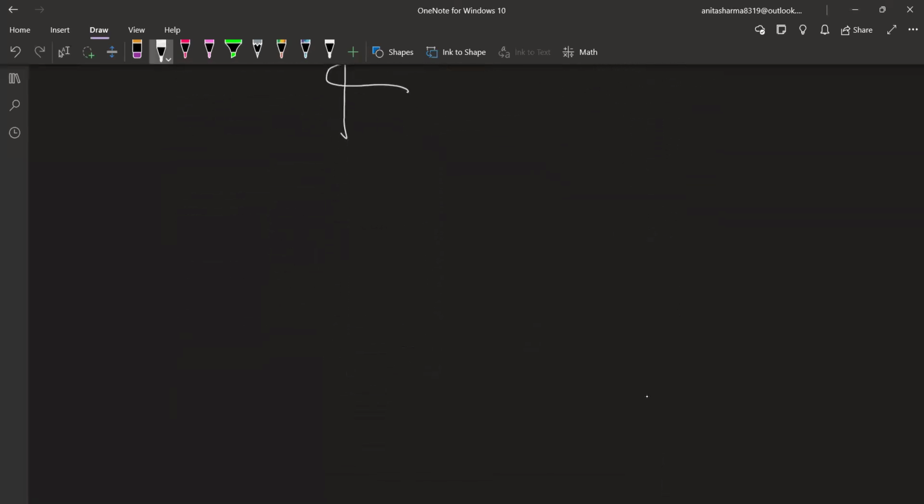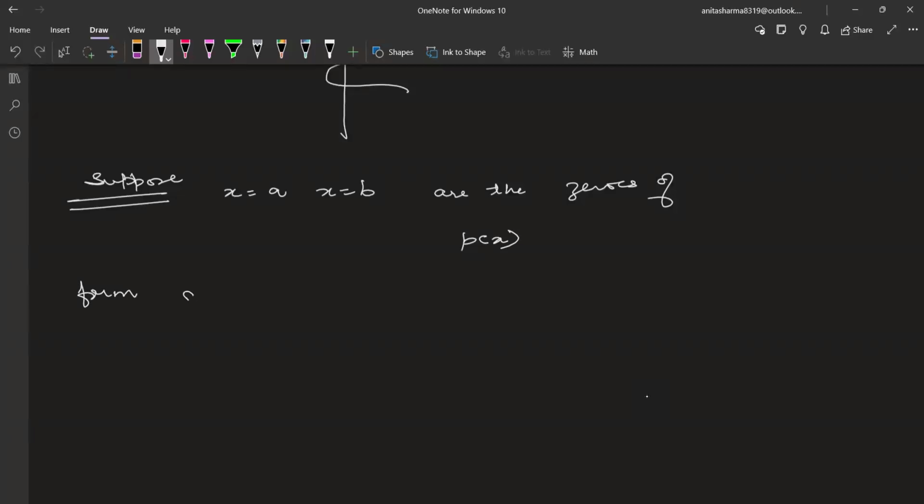And children, suppose you are given the zeros, suppose x is equal to a and x is equal to b are the zeros of the polynomial. Then form a quadratic polynomial. How will you form it? Any idea?